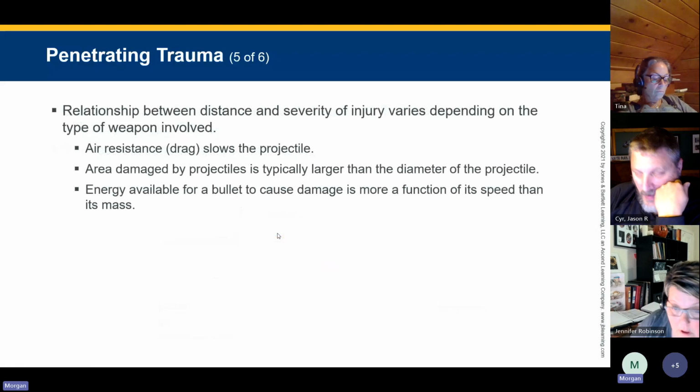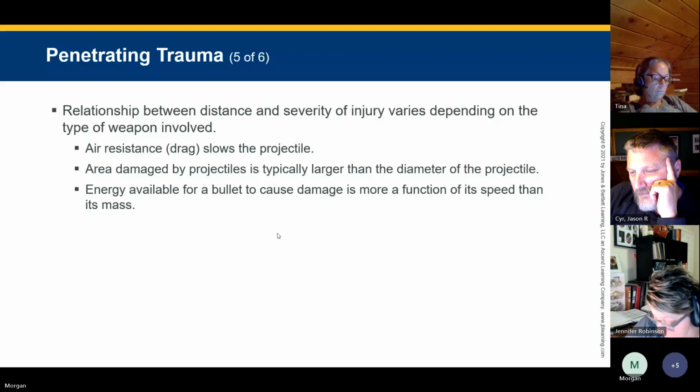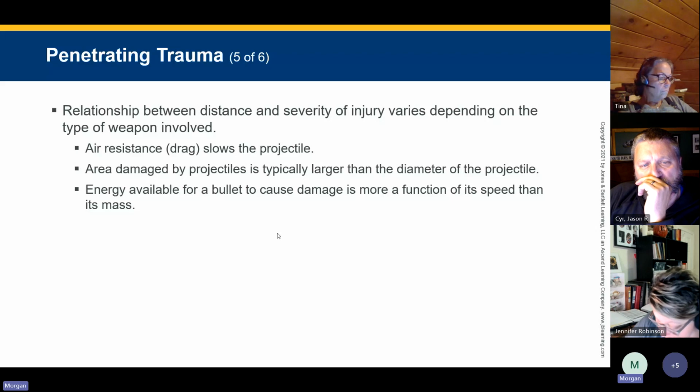Relation between the distance and severity of injuries depending on the type of weapon involved. Air resistance slows a projectile down, a bullet. A .22 is not going to do that much damage. Maybe, hopefully, depending on where it hits. I'm not into guns or ballistics, but a 30-06, which is bigger, with more velocity, and depending on how far away you are, it's going to do a lot more damage. And the bigger the caliber, the bigger the hole. So it's good to hopefully figure out what kind of ammunition was used.